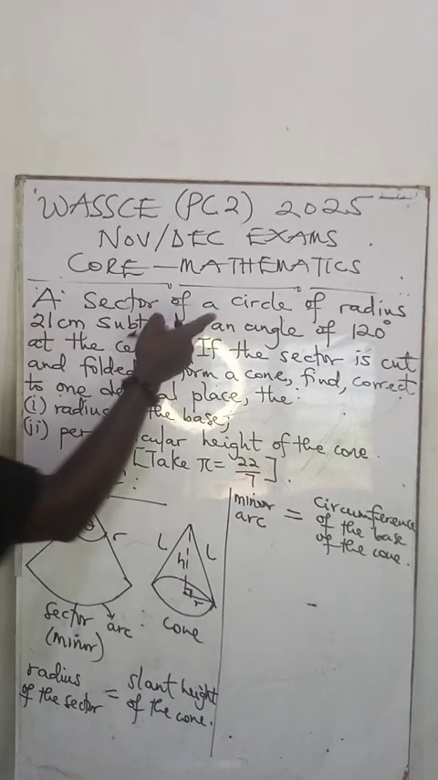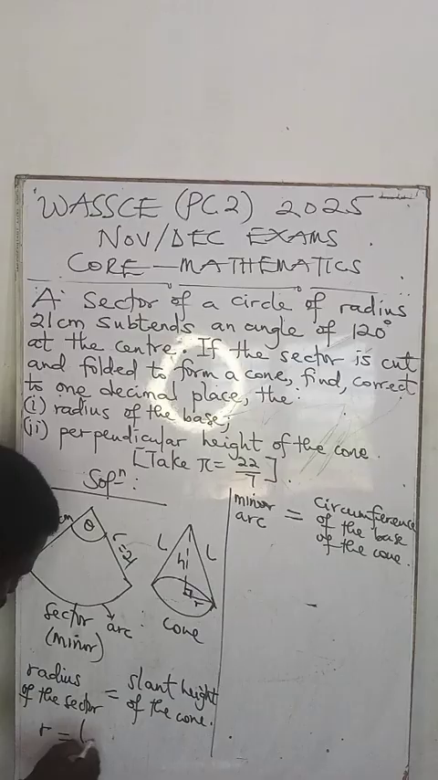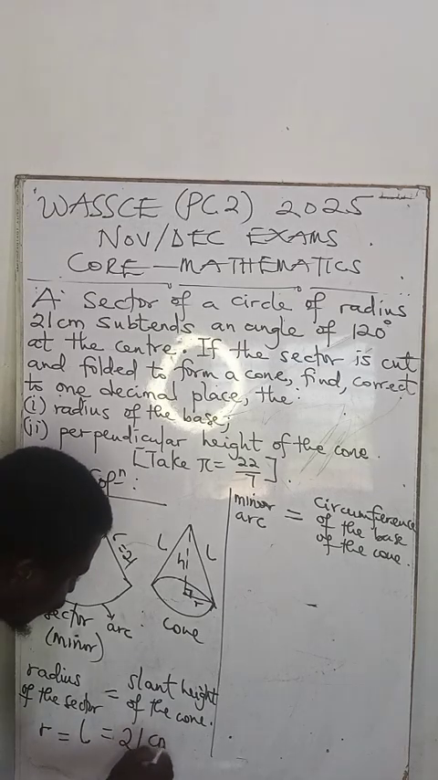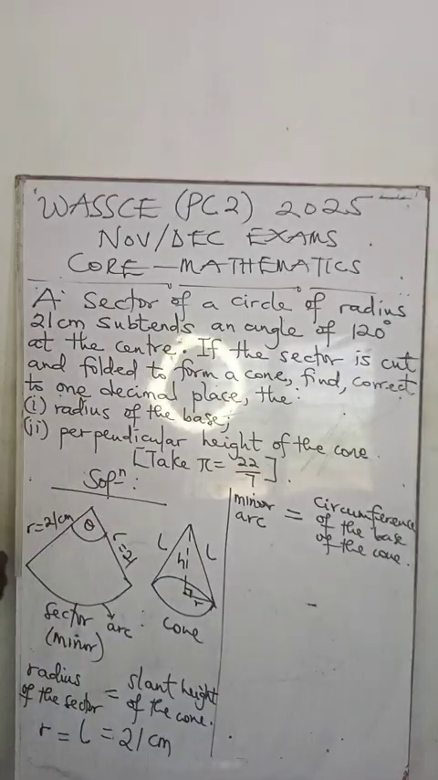Now, a sector of a circle of radius 21 centimeters means the radius of the sector is 21 centimeters. And if the radius of the sector is 21 centimeters, then it implies that the slant height is also 21. So radius is the same thing as the slant height of the cone, which means we have 21 centimeters. So we can deduce this here. Now, it subtends an angle of 120 degrees.